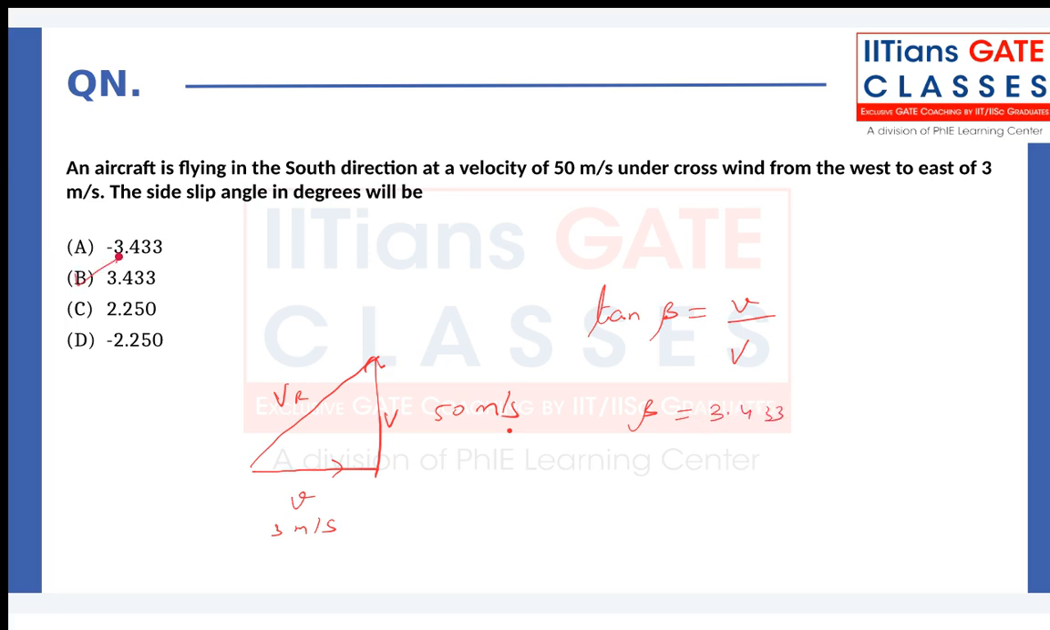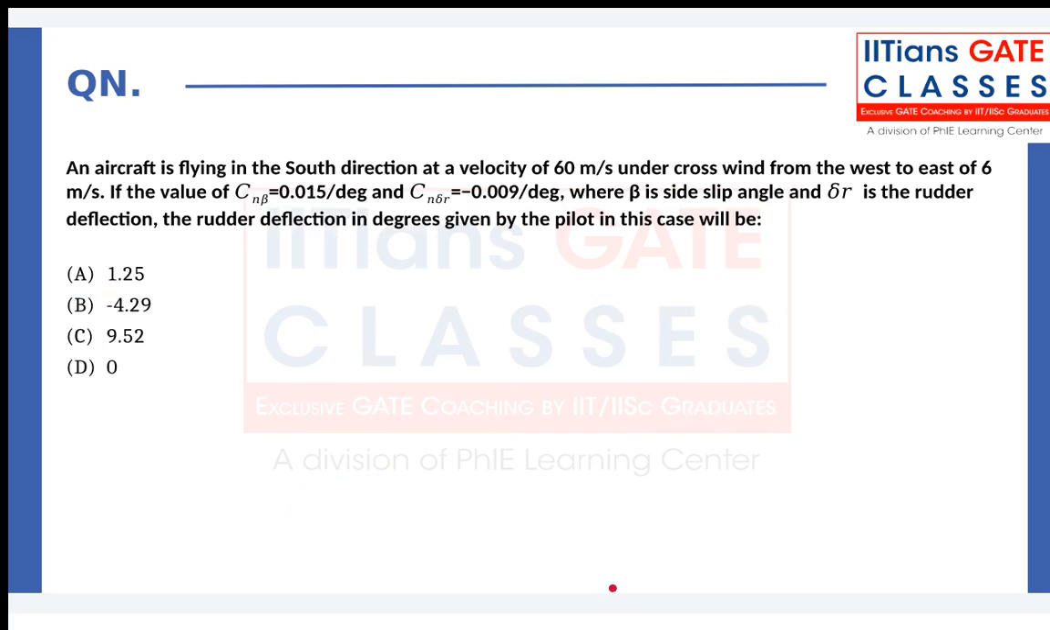Next question. An aircraft is flying in south direction at a velocity of 60 meters per second under crosswind from west to east of 6 meters per second. If the value of Cn beta is 0.015 per degree, Cn delta R is minus 0.009 per degree, where beta is the sideslip angle and delta R is the rudder deflection, the rudder deflection in degrees given by the pilot in this case will be? So this is like an extension of the previous question. Try doing this. You do have to find out your beta. Next, you need to find out how much you need to deflect the rudder.